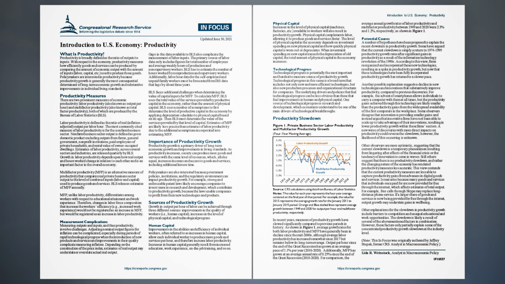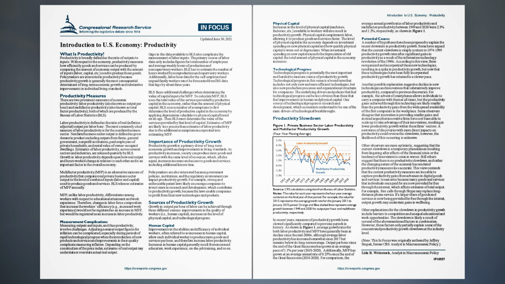Measurement complications. Measuring outputs and inputs, and thus productivity, involve challenges. Adjusting nominal output figures for inflation can be complicated, especially during periods of rapid technological progress when the introduction of new products and services and improvements in their quality complicate measuring inflation. Depending on the construction of the price index, estimates of real output may understate or overstate actual real output.